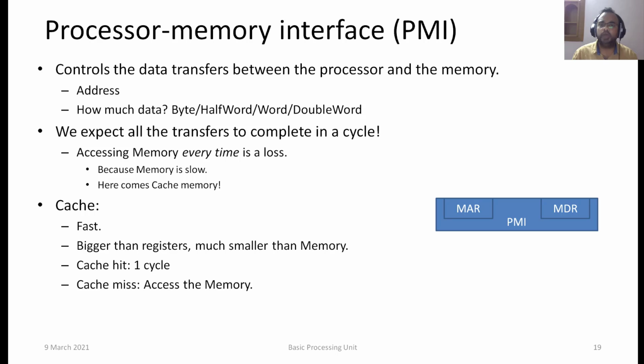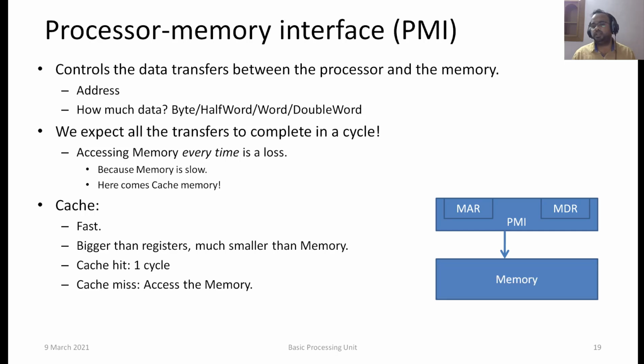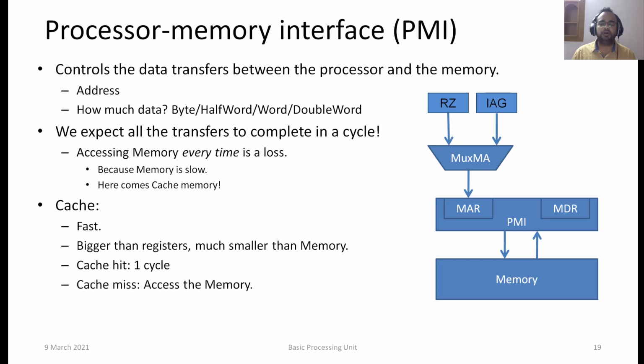Okay. Now, a quick high level view of the PMI. PMI has MAR, MDR. MAR would be sent to the memory. Memory would respond. That data will be placed in MDR. And typically, MAR can be imagined to have the input from MUX MA, and the inputs to the MUX MA would be either RZ or the IAG itself, right? And MDR, when it replies, imagine that is a DMUX, which would be driving either instruction register or MUXY. And just like before, the select signal of these MUX and DMUX would be generated by the control circuitry.